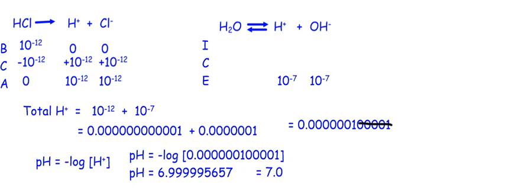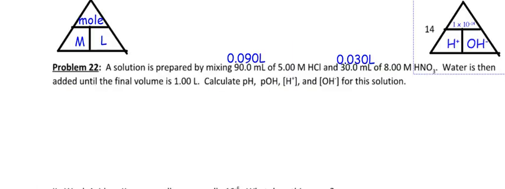Let's go on. Okie dokie, so a solution is prepared by mixing 90 mL of 5 molar HCl and 30 mL of 8 molar HNO3. Water is then added until the final volume is 1 liter. Calculate pH, pOH, H plus, and OH concentration for this solution.